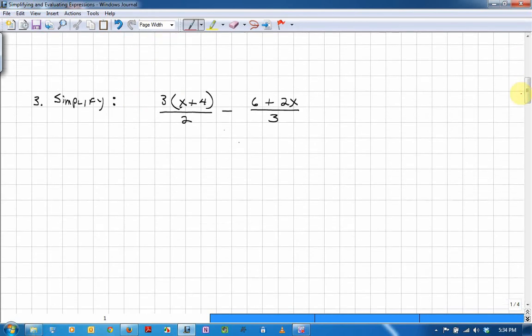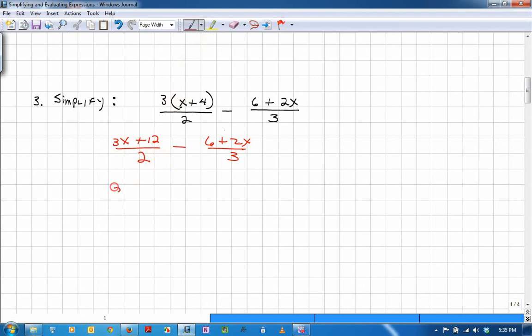For this kind of a problem, I'm going to go ahead and do what is in the parentheses first. So I'm going to have 3 times x. That will give me 3x plus 12 over 2 minus 6 plus 2x all over 3. Well, I cannot subtract those currently because they have different denominators. So to get them to have the same denominator, which would be a 6, I'm going to take the first term, and I'm going to want to get this 2 to be a 6 in the denominator. So of course that would multiply by a 3.